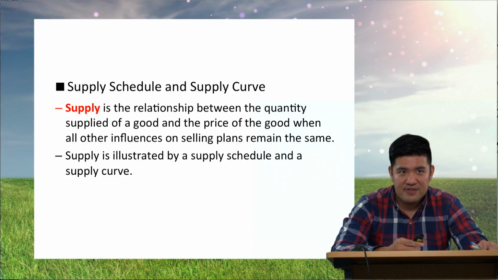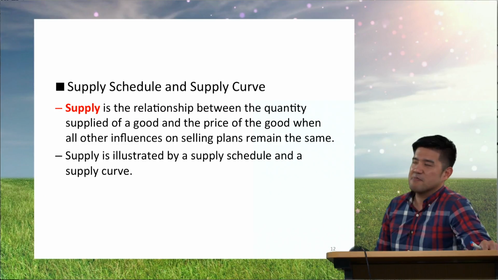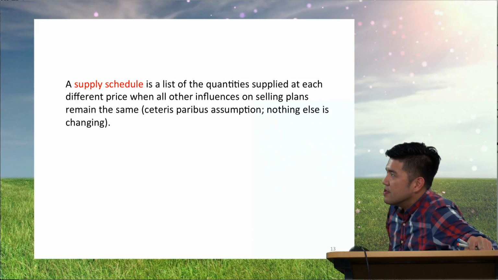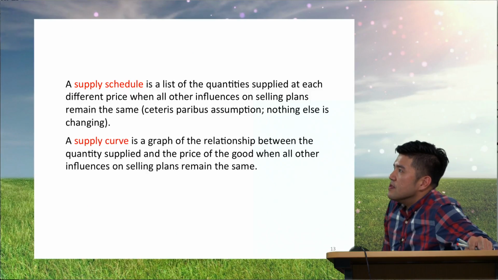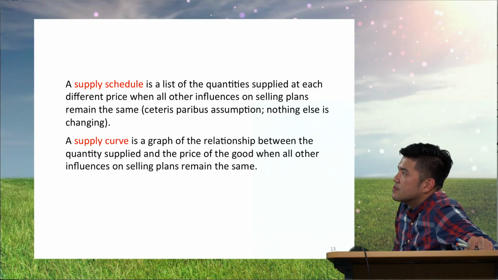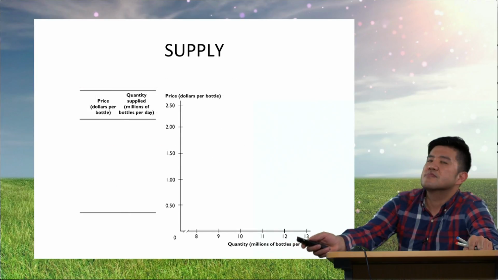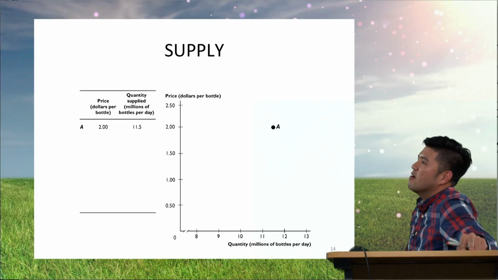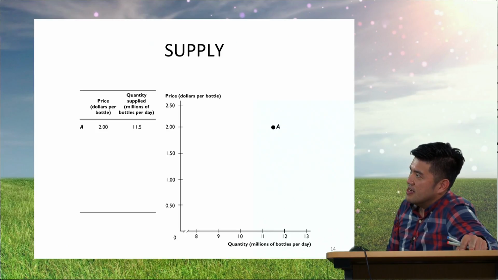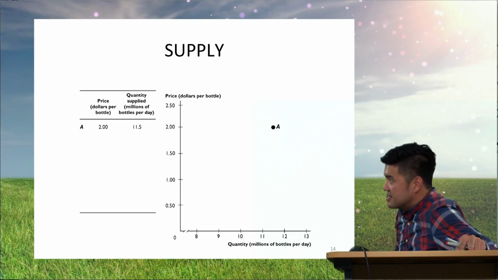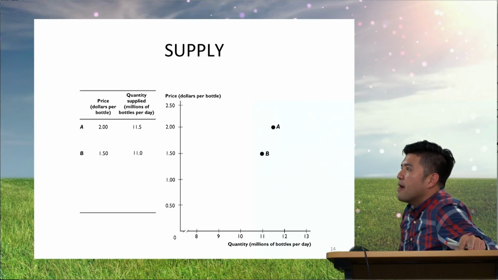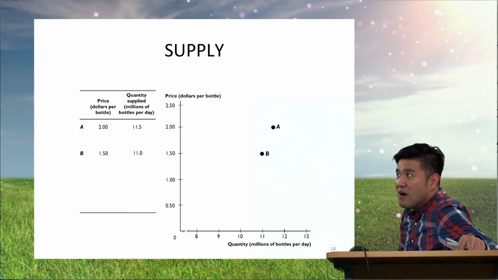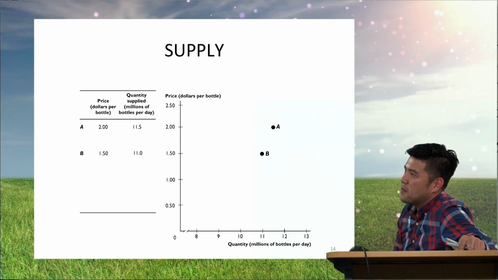Are you ready, guys? Let's talk about the graph of the supply curve. Okay. When the price per bottle of water is $2, just say quantity supplied by the producers is 11.5. You can plot that, guys. Price goes down to 1.5, guys. Quantity supplied will go down, right? Point B.